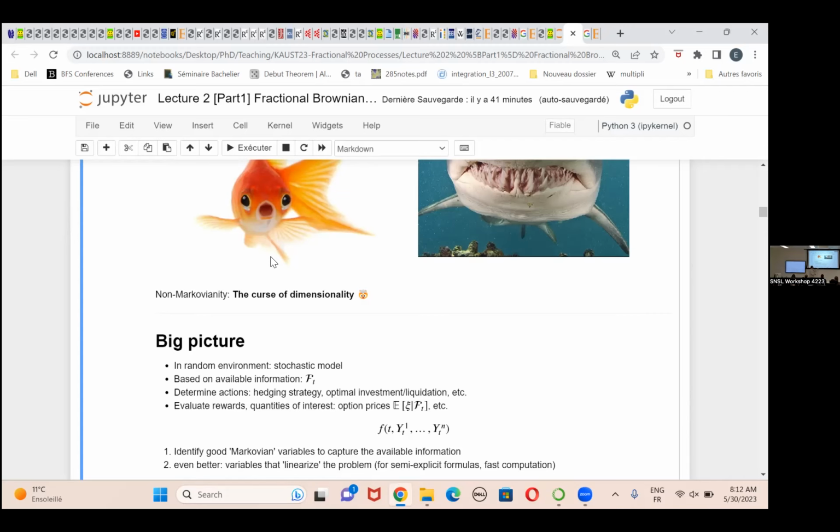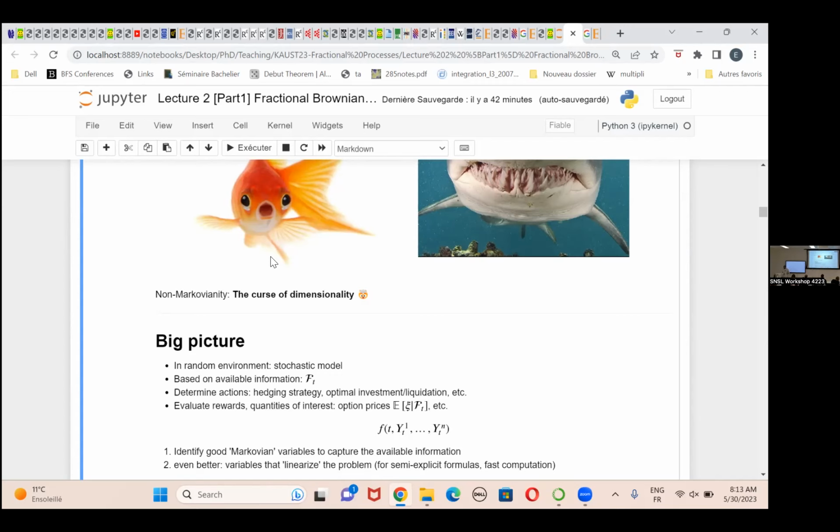Usually, this is the first step, right? To construct good Markovian variables. If you do machine learning, it's called feature engineering, right? So you construct features to capture the available information, and even better, usually from the tractable point of view, if you're able to identify good state variables that linearize the problem, then you get fast computations, right? Okay, and so if, let's say, we have identified these Y_n, and they linearize the problem, then f is linear, and you get a very simple problem to compute this quantity.